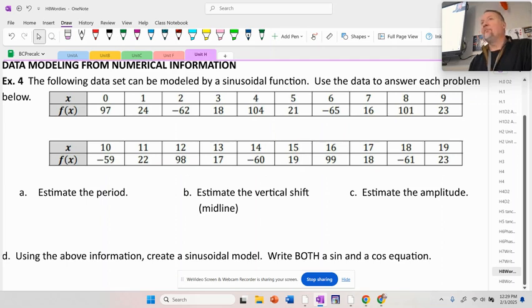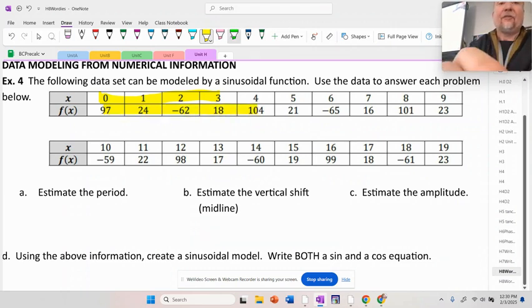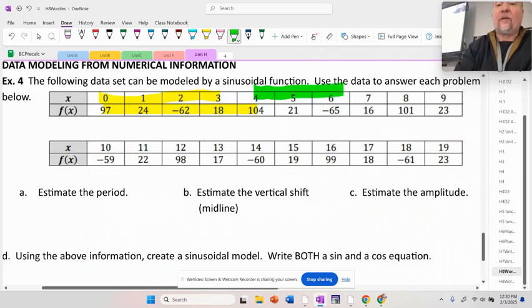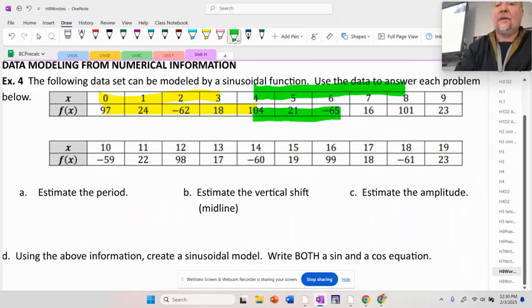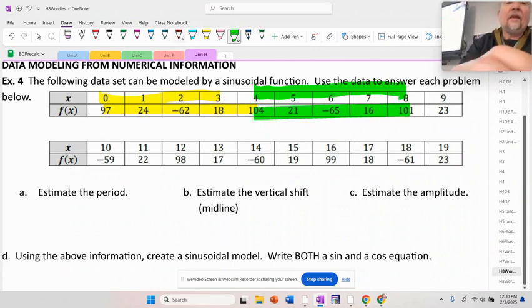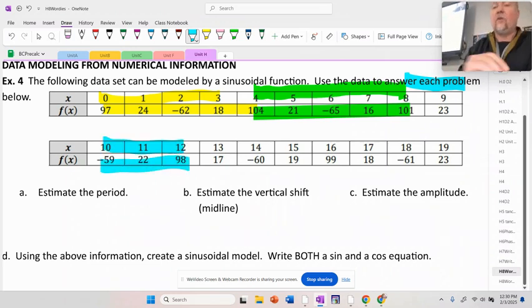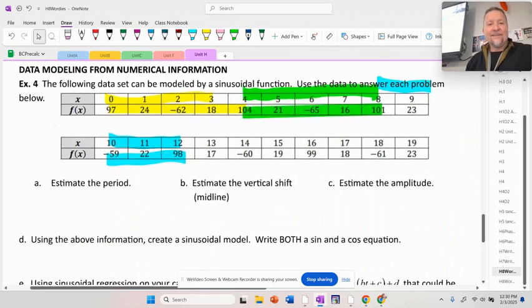So, everyone, what do you think the period is? 3, 2, 1, go. 4. Okay, good. It is because it looks like from 0 to 4, we go from a high, middle, low, middle, back up to approximately a high point. Then from 4 to 8, same idea, high, middle, high. And from 8 to 12, same scenario.